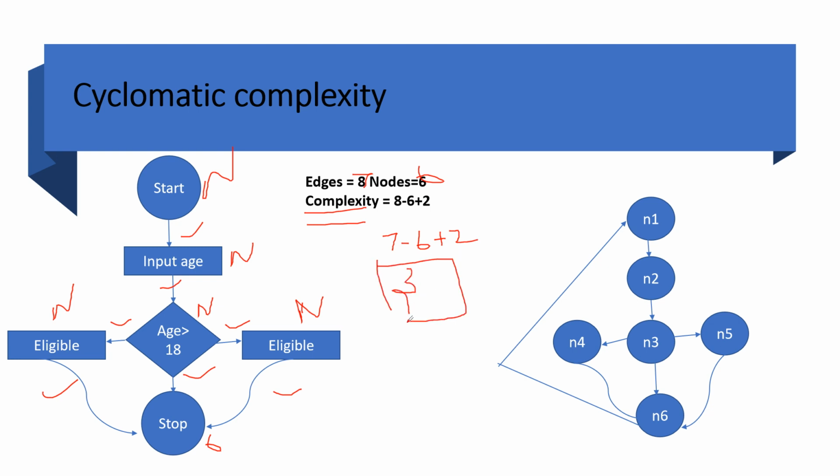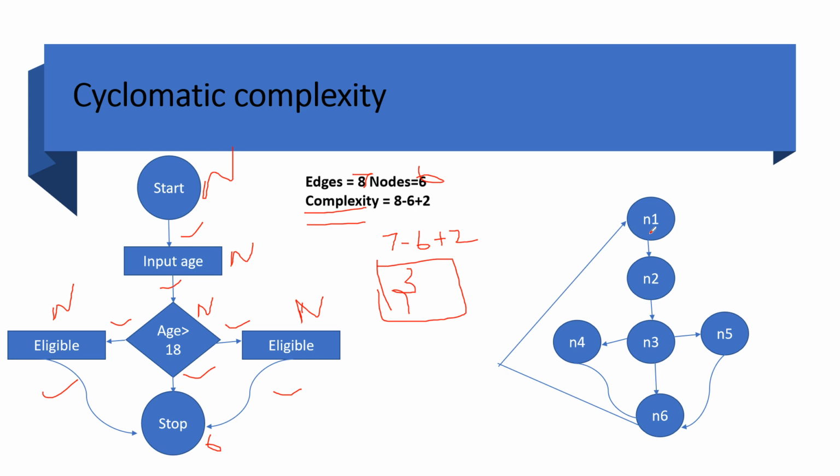If it is a very big code, and the complexity is going to be very high, then the complexity of that code will change depending on the flow of the program. This is the cyclomatic complexity.